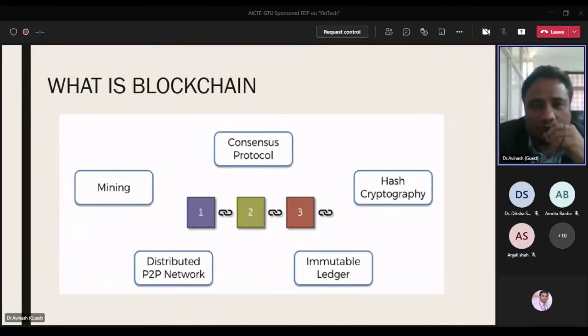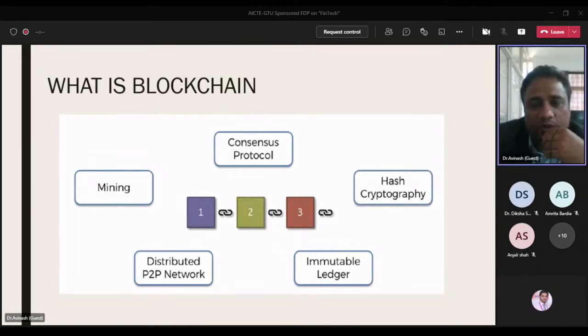So here what comes into the picture is blockchain. Blockchain is nothing but a decentralized system where many blocks are connected in a trusted mechanism. I remember in the last slide, the speaker was asking to name at least 3 keywords related to blockchain. There are 5 words: mining, consensus protocol, hash cryptography, immutable ledger, and distributed peer-to-peer network. There could be many, but these 5 terms are very important in terms of blockchain.